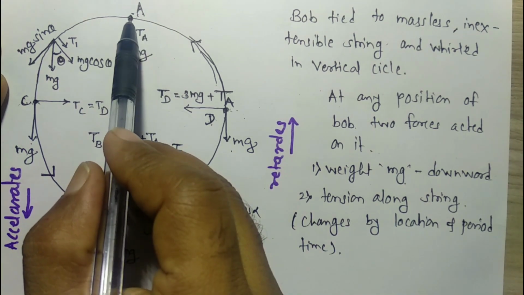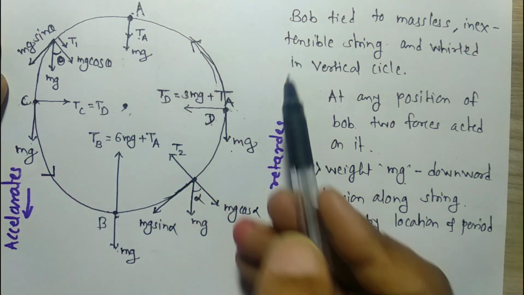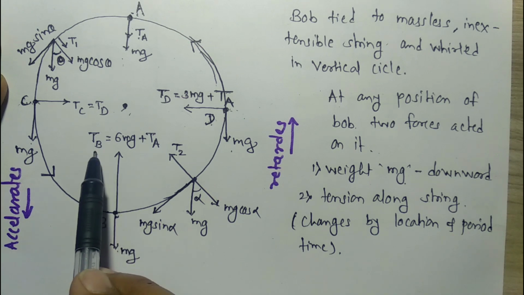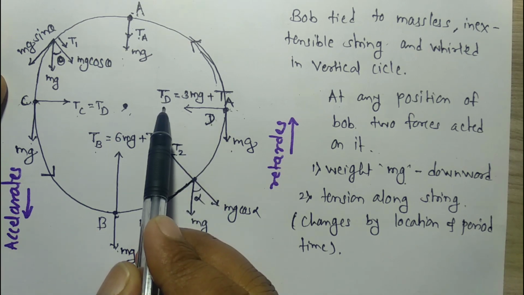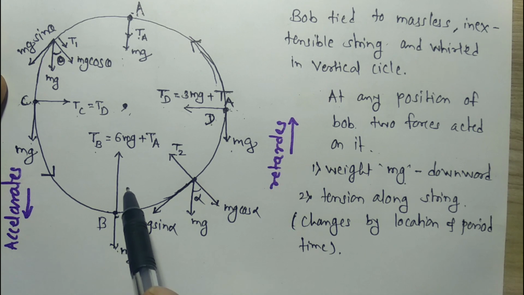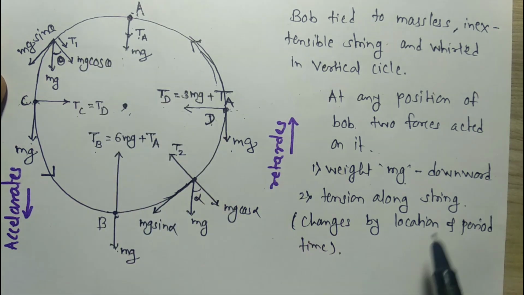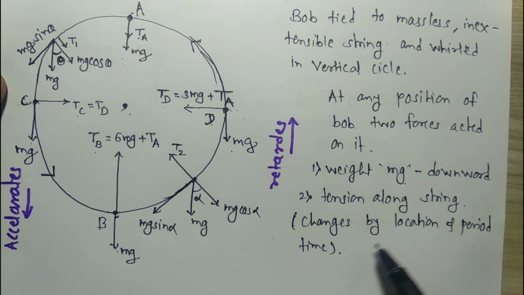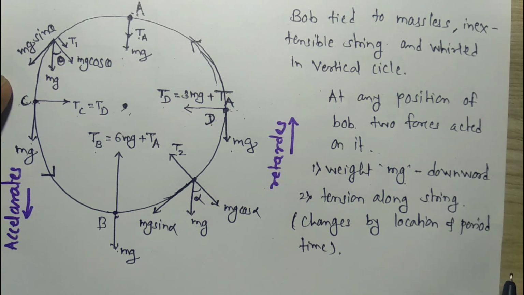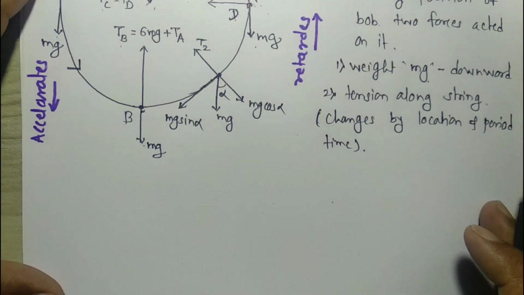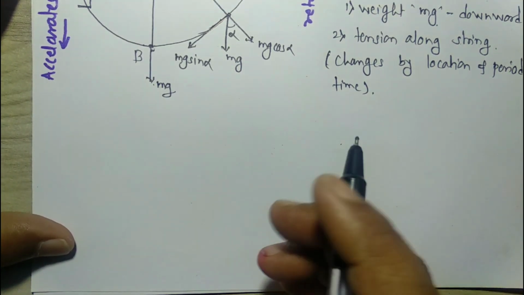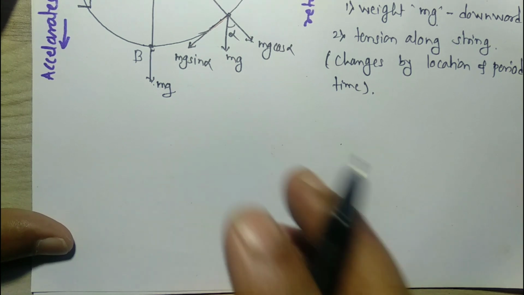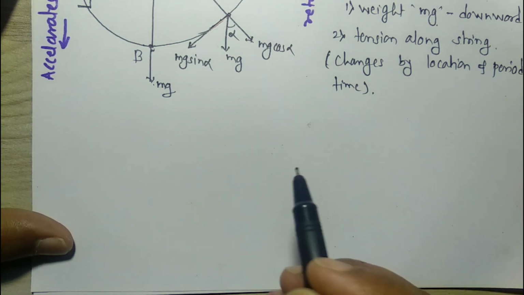Here at point A, tension in the string is TA. At point B, tension in the string is TB. At point C, it is TC. At point D, it is TD, and these are different at different locations in the vertical circular motion, where the value of tension in the string changes according to location and period of time. Therefore we have to consider this motion as non-uniform. At that time the forces are not directed towards the center, except at the uppermost point and lowermost point.